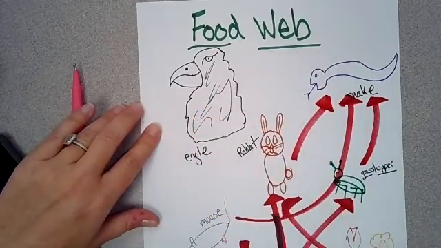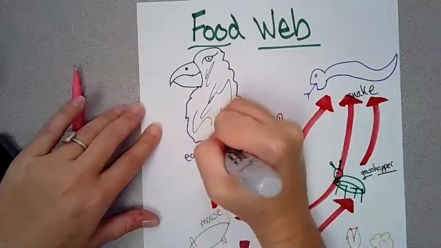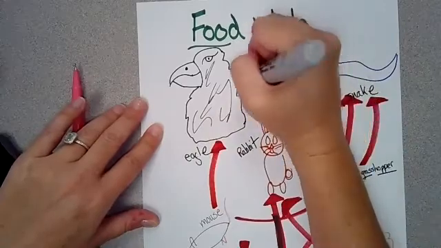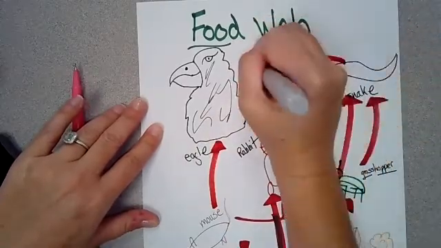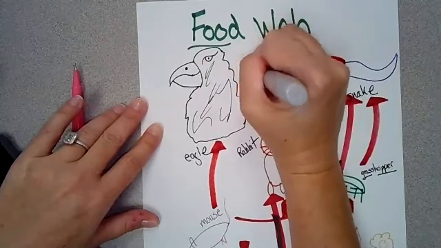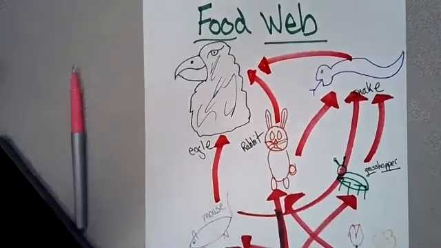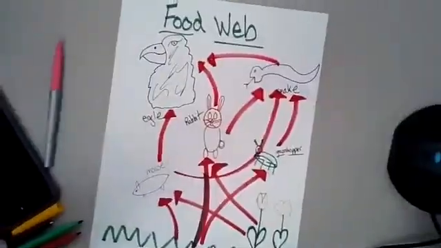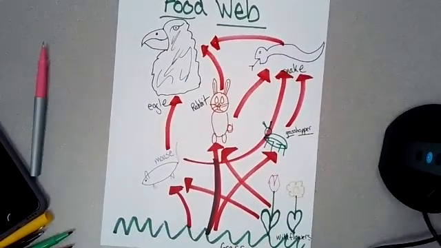Now the eagle eats mice. Arrow going into the eagle. The eagle eats rabbits, and the eagle eats snakes. So you can see how all the things are starting to make a web. It is not a straight line from one thing into the next into the next. But what you need to understand is that one thing affects every other thing.